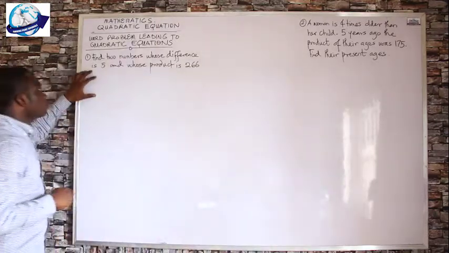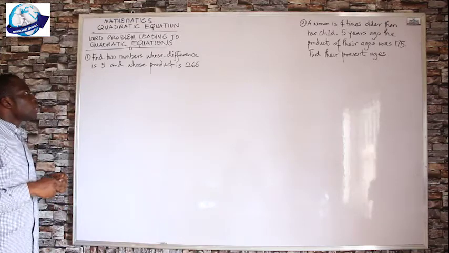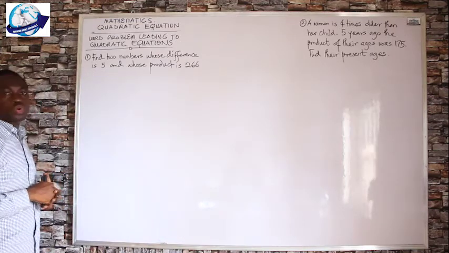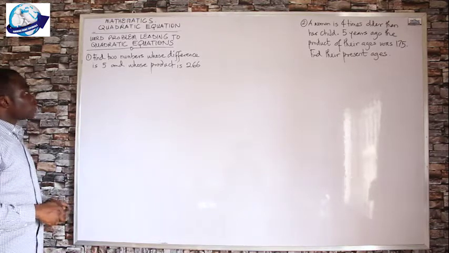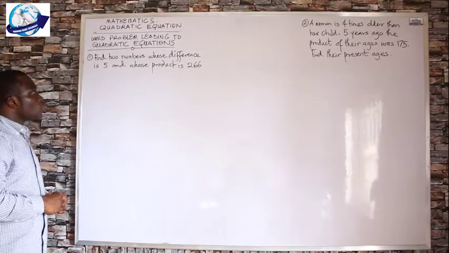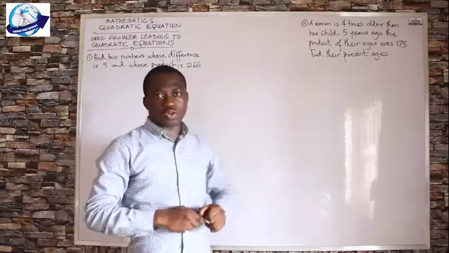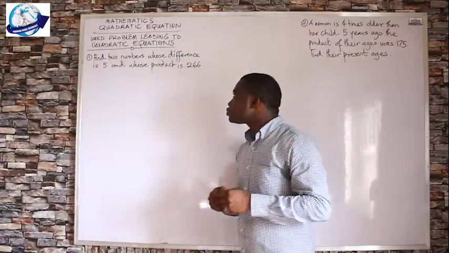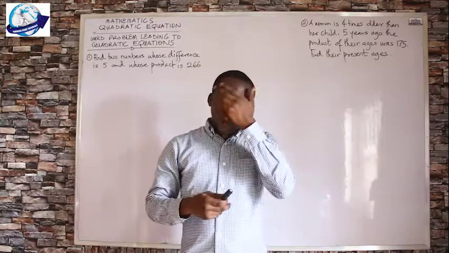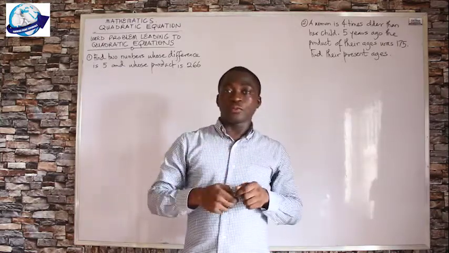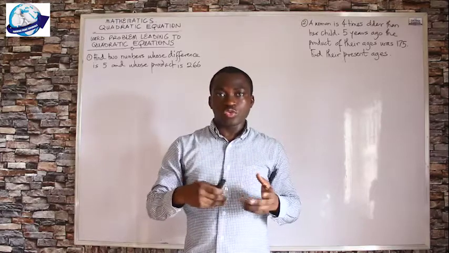It says: find two numbers whose difference is 5 and whose product is 266. Okay, let's see if I can paint a picture here. Find two numbers whose difference is 5.